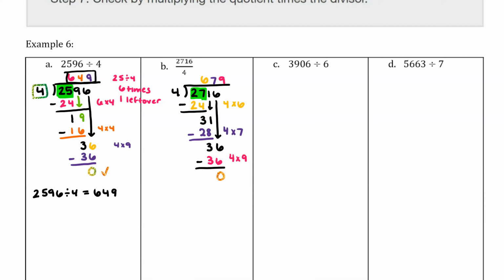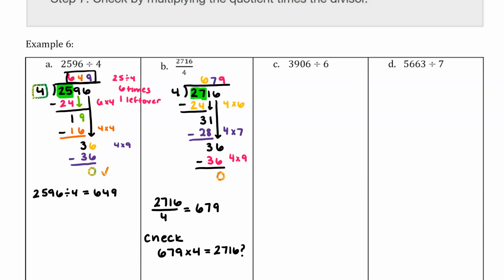So the answer to the question, 2,716 divided by 4 will be 679. Now, could you check your answer? Sure. So remember, you can always check, is 679 times 4 equal to 2,716? So you would go through your long multiplication process, and you would find that that is correct.